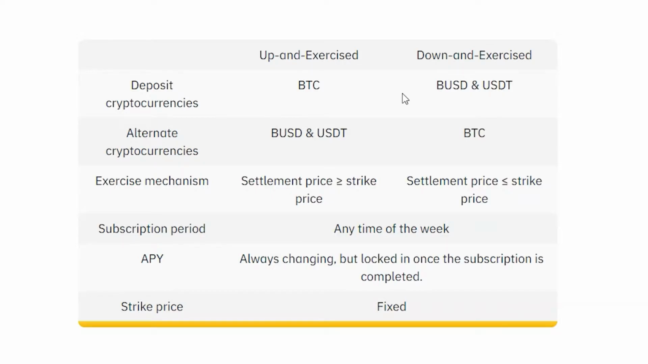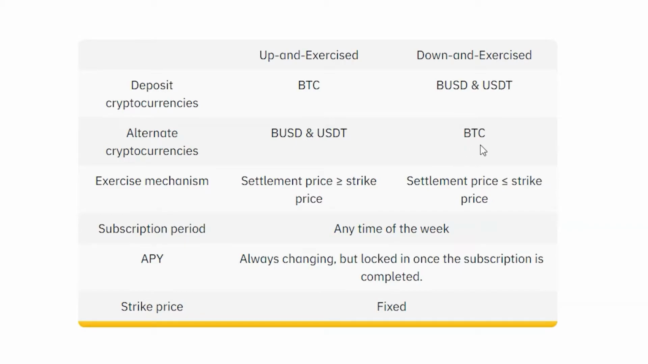So here is a table that will break down how these investments work. As I mentioned, under dual investment, there are 2 types of investments, the up and exercised and the down and exercised. Now, the currencies that you can deposit under the up and exercised are Bitcoin and 9 other altcoins. Under the down and exercised, you'll be able to deposit 2 stablecoins, which are BUSD and USDT. So the alternate currencies under the up and exercised are BUSD and USDT, which are the stablecoins that I mentioned earlier. And the alternate currencies under the down and exercised are Bitcoin and the 9 other altcoins that were added more recently by Binance.